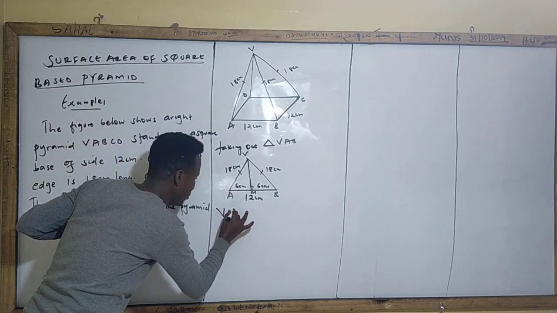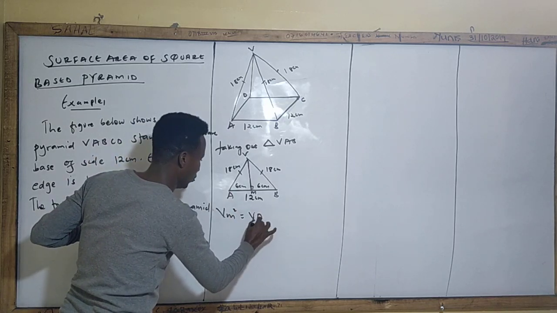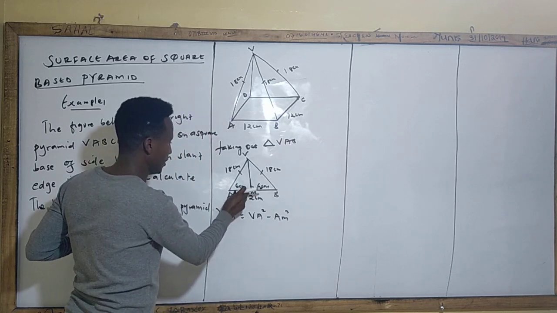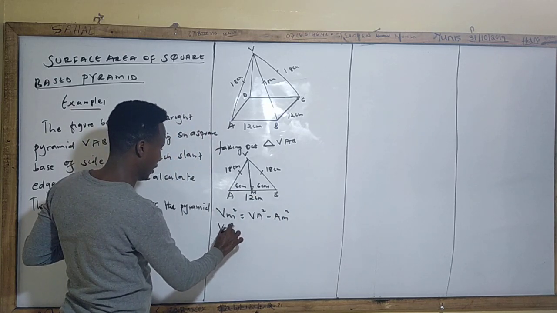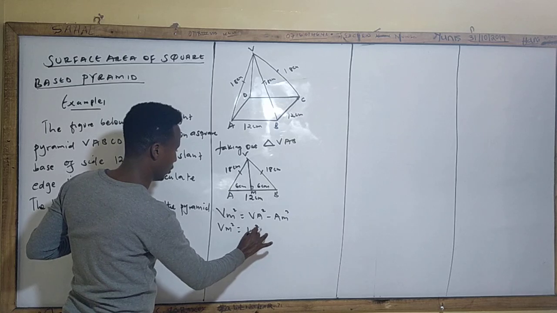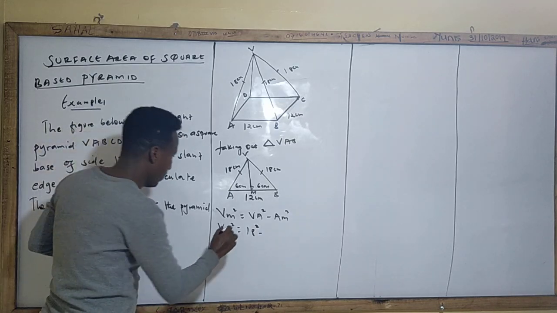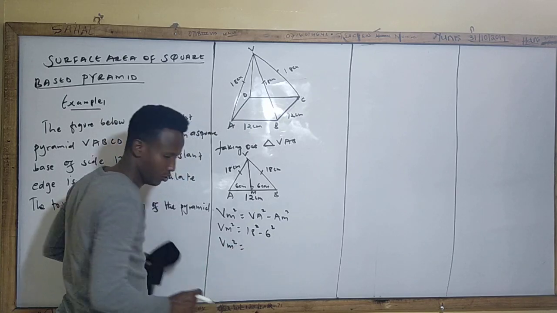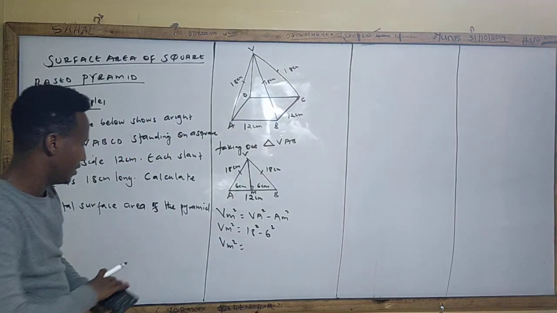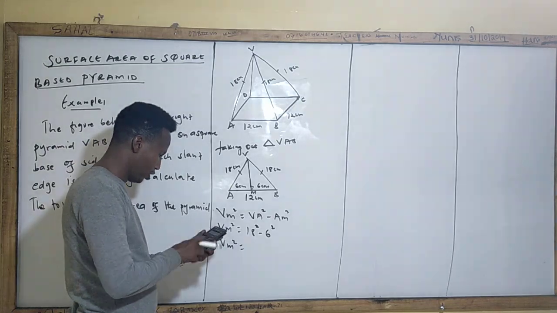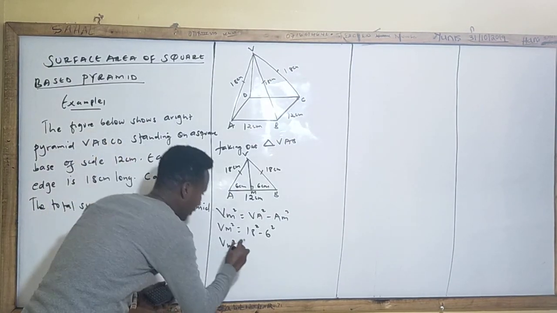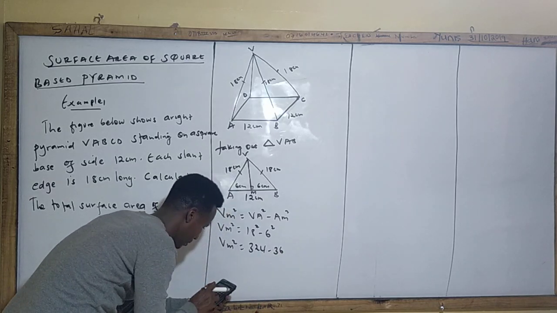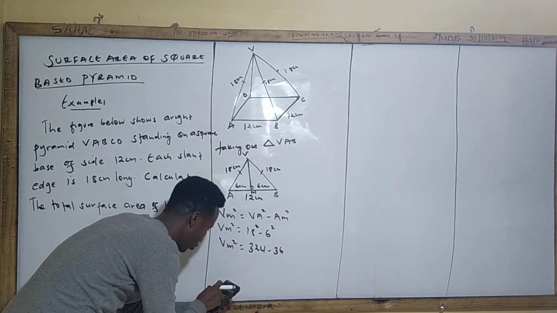So I'll say Vm squared is equal to Va squared, which is the hypotenuse, minus Am squared. Am is this distance, yeah? So Vm squared therefore is equal to 18 squared minus 6 squared. Now 18 times 18 is 324. Show your calculation, yeah? That is 324 minus 36, okay?